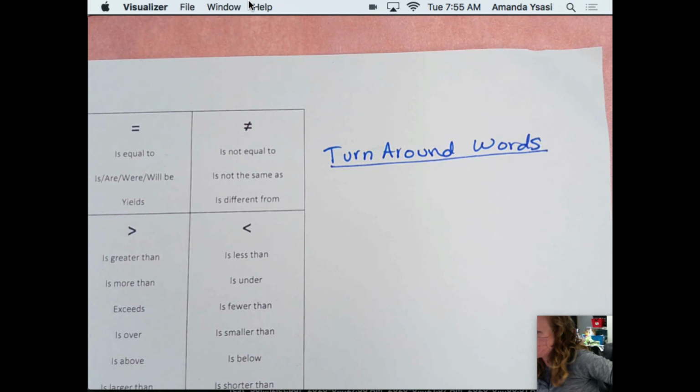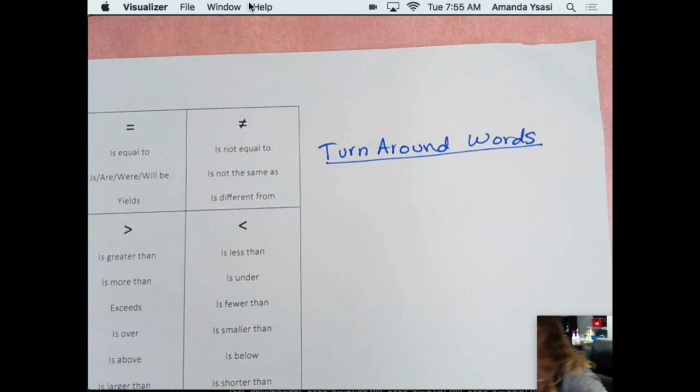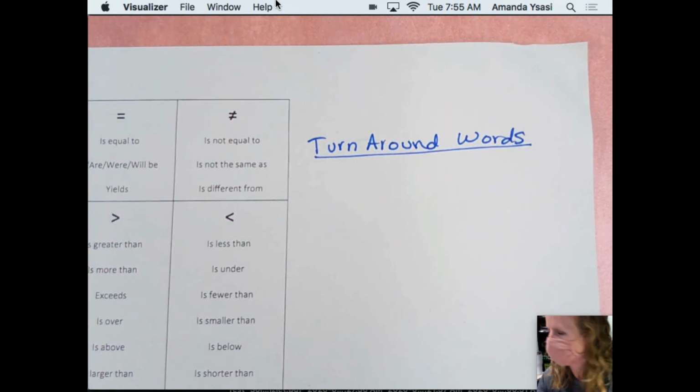I got some new pens. Look how beautiful that blue is. Pretty excited. I took them home during quarantine and I brought them back today.